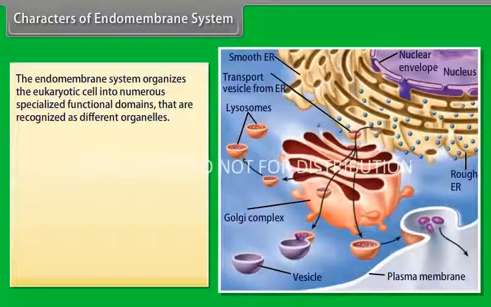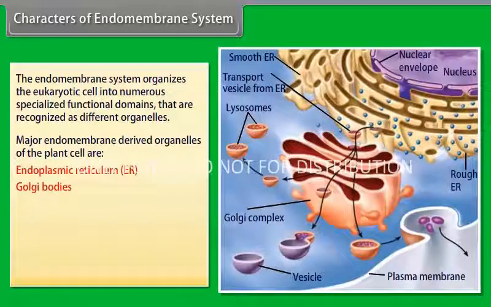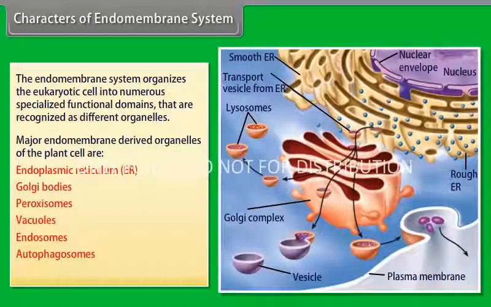Major endomembrane-derived organelles of the plant cell are the endoplasmic reticulum, Golgi bodies, peroxisomes, vacuoles, endosomes, autophagosomes, and the outer nuclear envelope.